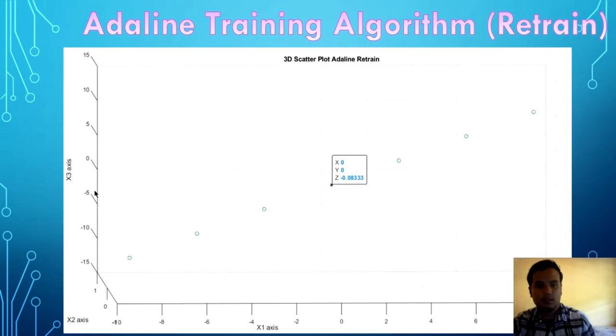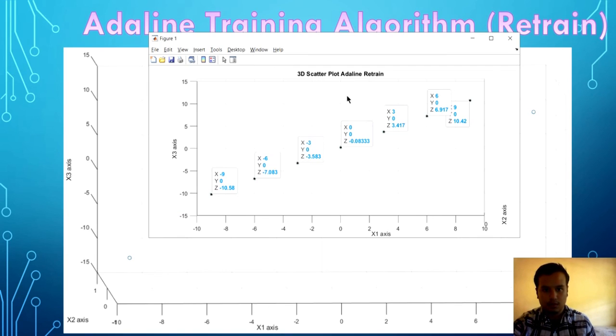So this is the graph that we got from Matlab, and I want to show you. Here x represents x1 and z represents x3. Y represents x2, which exists. As you can see, it is linear.